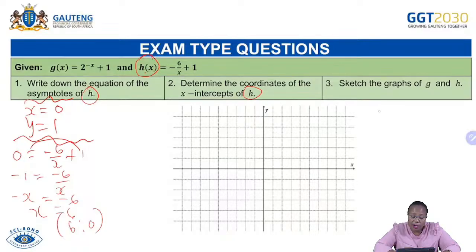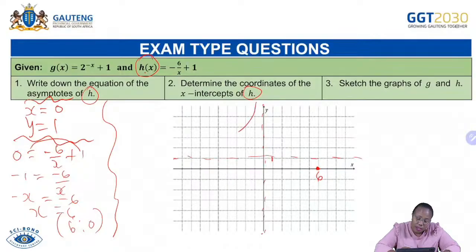And then sketch the graph of g and h now. Let's start with h because we have everything on h: x equal to 0 and y equal to 1 there. That is the asymptote, and the graph is cutting at 6 and 0. 1, 2, 3, 4, 5, 6, and 0 there. And then this is a negative graph. It will be in quadrant 2 and 4.